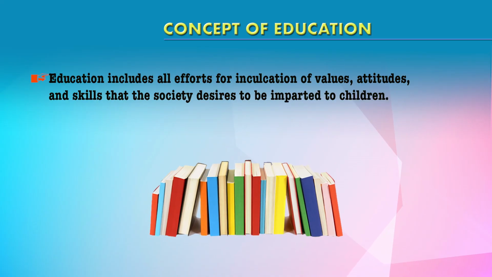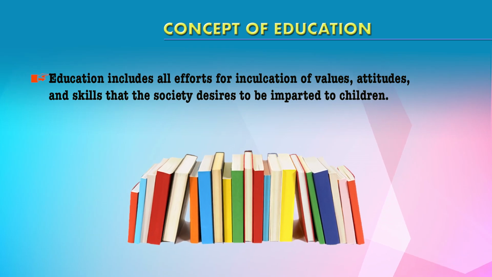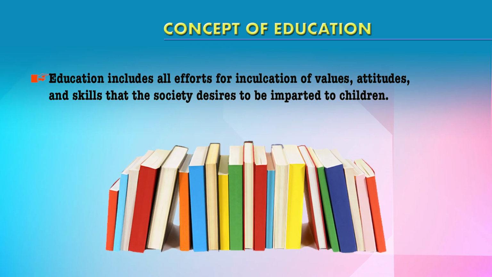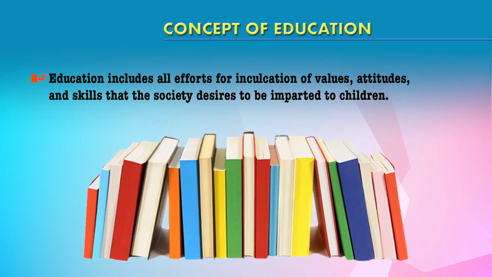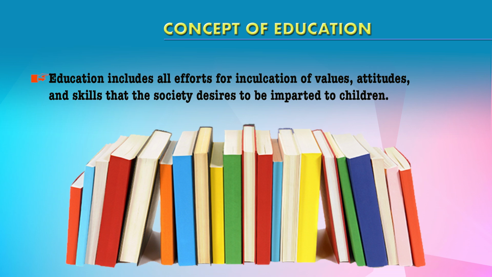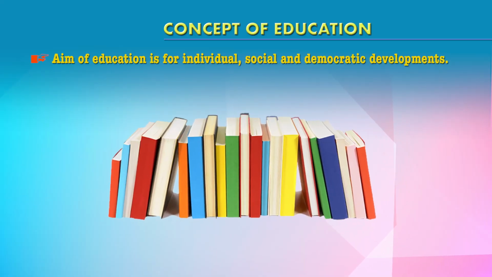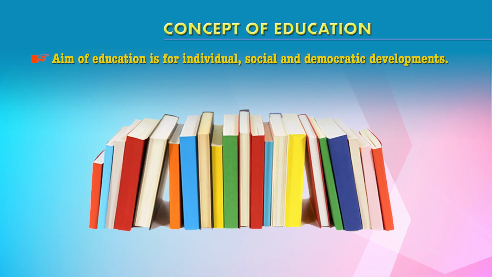Further, education includes all efforts for inculcation of values, attitude and skills that the society desires to be imparted to children. So, it not only discusses knowledge, attitude and skills, rather it also includes values. It may be democratic values, it may be empathy, it may be other types of values also. So, these values really help us for living our life. And further, the aim of education is the individual, social and democratic development of the individual.